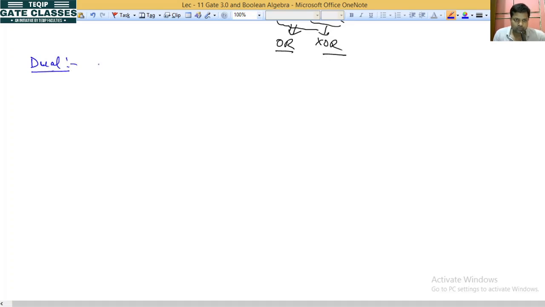So if you want to calculate the dual of a Boolean expression, then the steps to calculate a dual are: first step and second step. We have to interchange AND with OR and OR with AND.